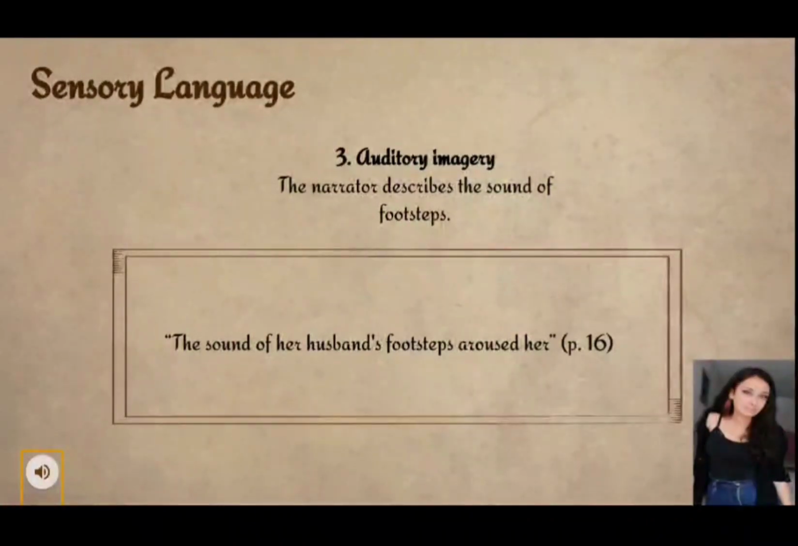The third one is auditory imagery. In this part, the narrator describes the sound of footsteps, as we can notice in the following quote. The sound of her husband's footsteps aroused her.